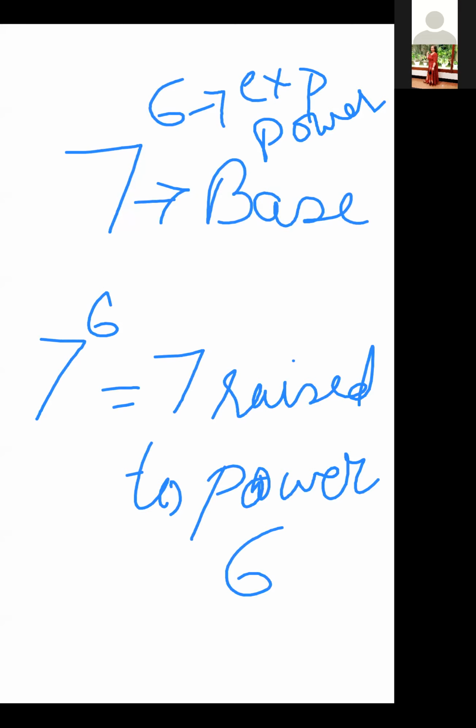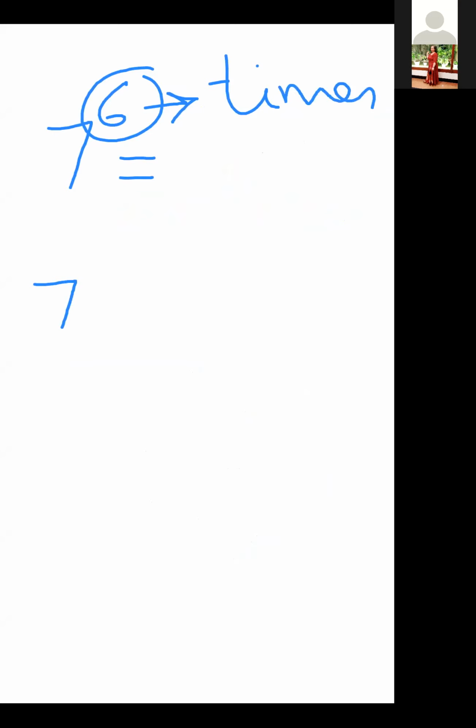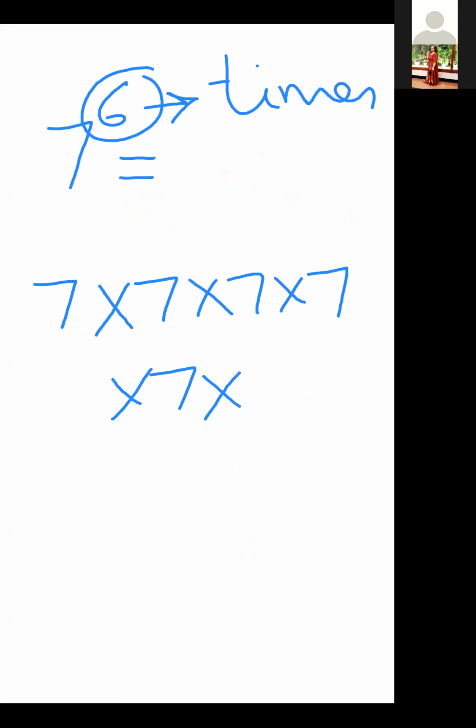So 7 is the base, 6 is the exponent. 7 raised to power 6 means 7 is multiplied 6 times: 1, 2, 3, 4, 5 and 6. So we can write 7 raised to power 6. Understood, all of you? Okay, good.